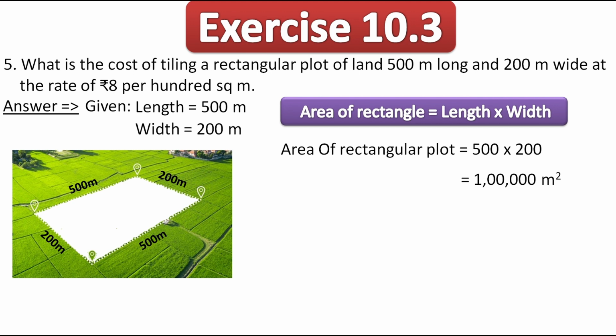Now the next question they have asked is the cost of tiling. The rate is rupees 8 per 100 square meter, meaning for tiling 100 square meter they are charging rupees 8. So we have to find out how much it will cost for 1 lakh square meters. How are we going to find that? I'll tell you one thing. First we will write that for 100 square meters they are charging rupees 8, and we have to find how much they will charge for 1 lakh square meters.